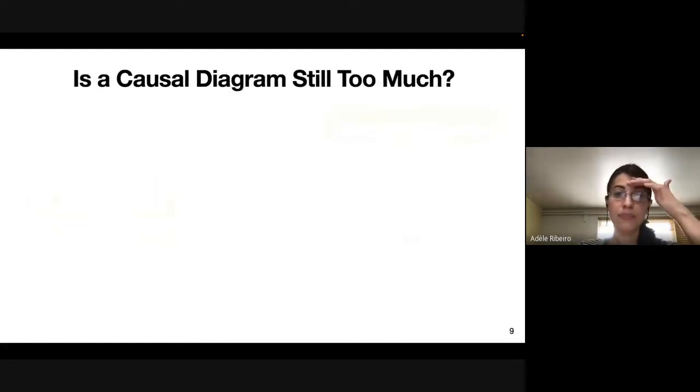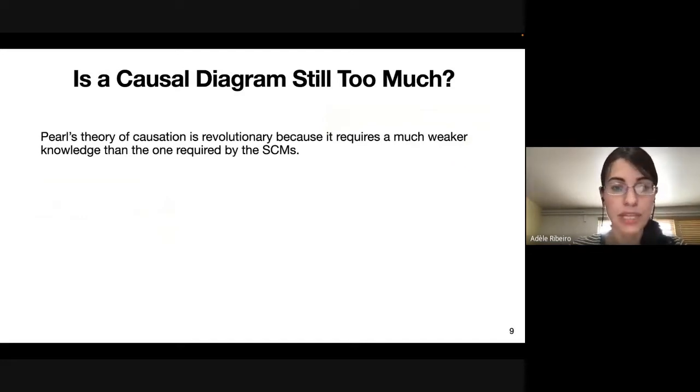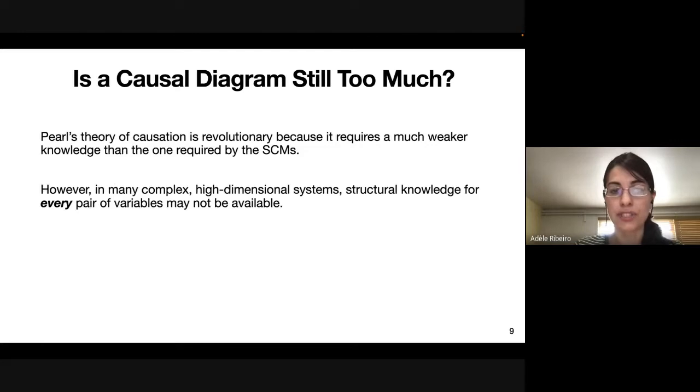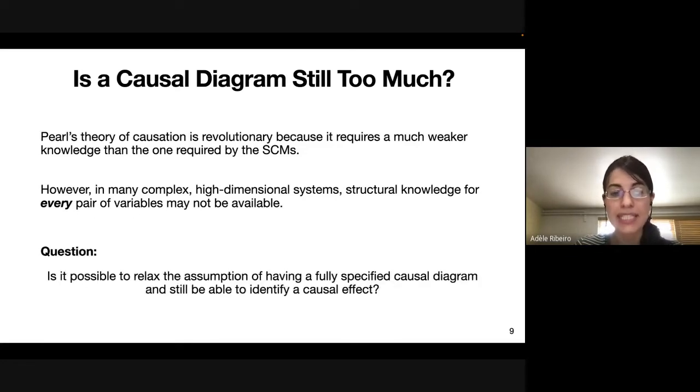So this is what I just concluded, right? Pearl's theory of causation was revolutionary because we are not requiring the structured causal model. We are just requiring the causal diagram. But it is still a lot of knowledge that is required. We need structured knowledge for every pair of variables, and sometimes this is not available. So that's the question: is it possible to relax the assumption of having a fully specified causal diagram and still be able to identify a causal effect?